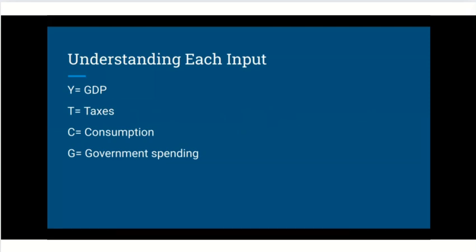Y stands for GDP, or what is brought in by households and businesses. T stands for taxes, or what is taken from households and businesses and given to the government. C stands for consumption, which is what is spent by the private sector, and G stands for government spending.